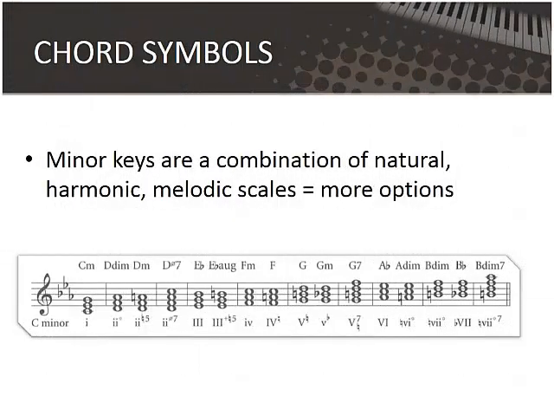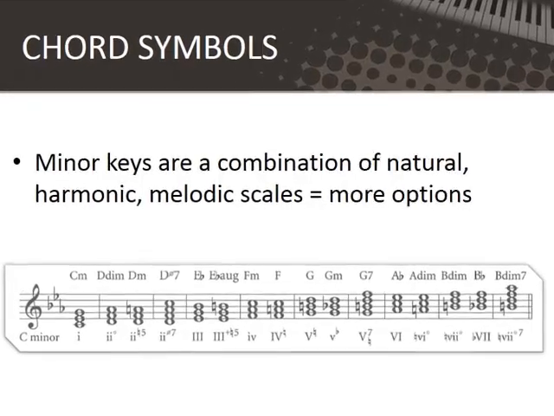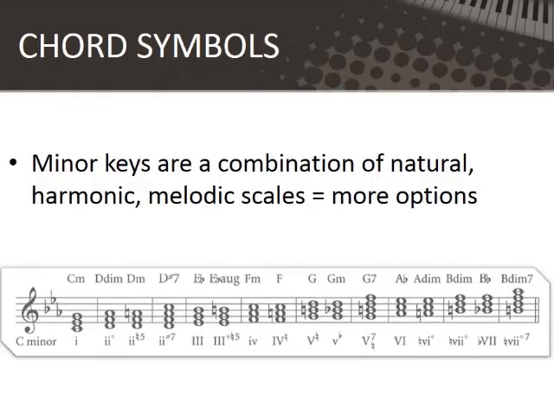When we're looking at the chords that are built in minor keys, there are a few more options because we have three forms of the minor scale. We have the harmonic minor scale, the melodic minor scale, and the natural minor scale. Again, we'll stay with C, but this time C minor. And in C minor, the 1 chord is a C minor chord.